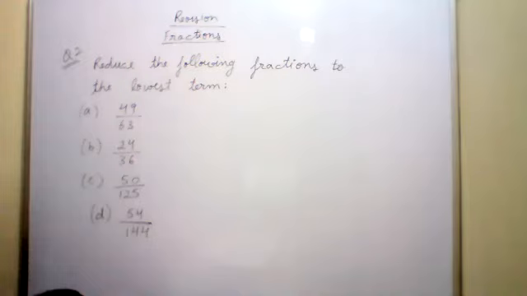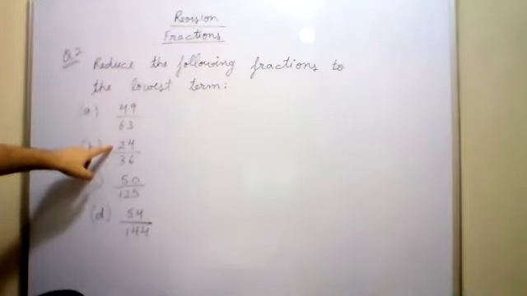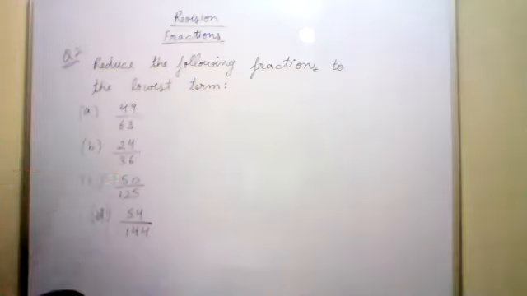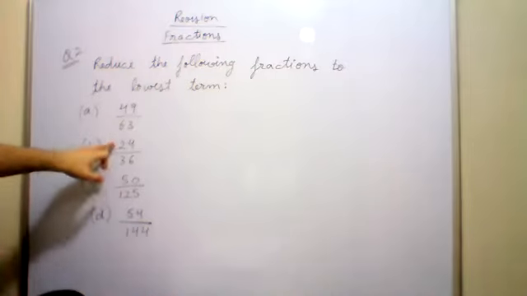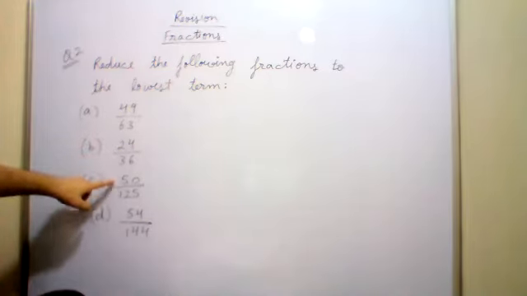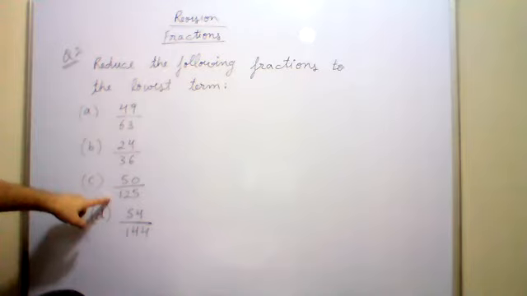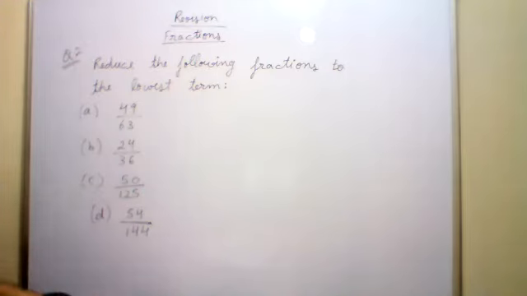Sir, please explain the first one. 49 upon 63 is the first part. Second part is 24 upon 36. Third part is 50 upon 125. Fourth part is 54 upon 144. These are the 4 parts.